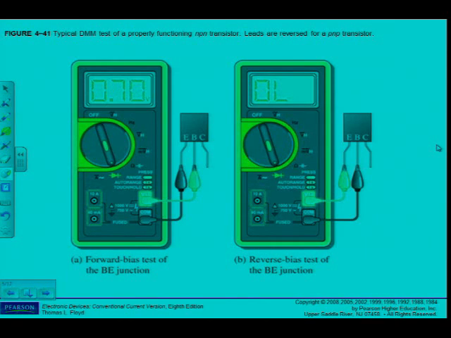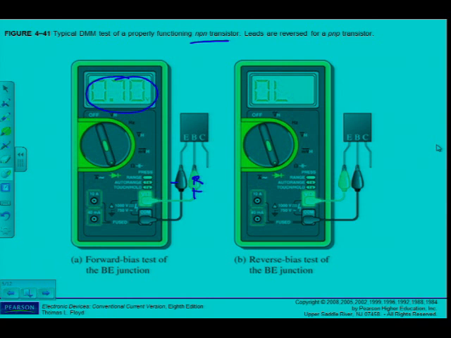Anyway, I can see here a forward bias test for a base-emitter junction of an NPN transistor. Take note, you must know what type of transistor you are testing. So if I want to forward bias, I put the red lead, the positive, on the base and the negative on the emitter, and if it's working properly, it should display approximately 0.7. It's not going to be exactly 0.7.